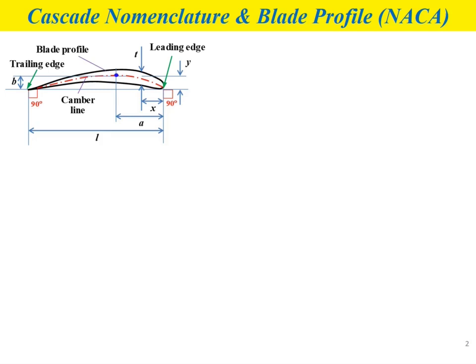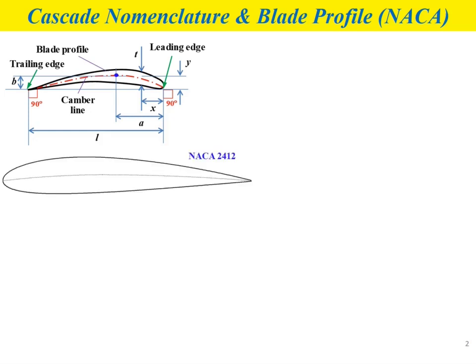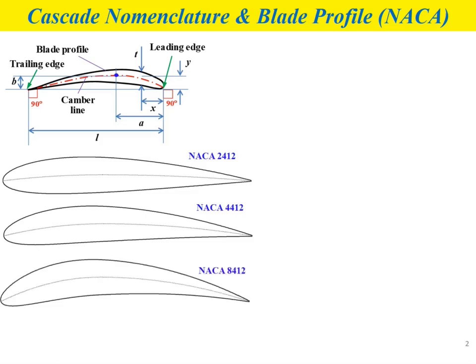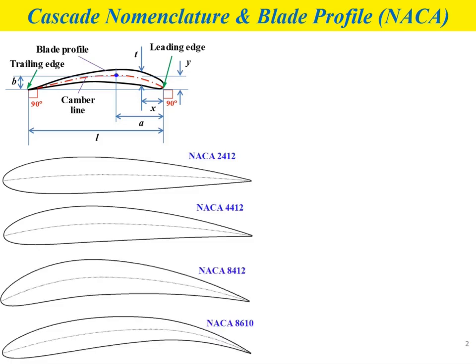Okay, so these are examples of the special shape of a blade with different NACA codes. The first figure shows the blade shape of NACA 2412. We also have NACA 4412, NACA 8412, and NACA 8610, which means different NACA codes will give you different shapes of blade profile.